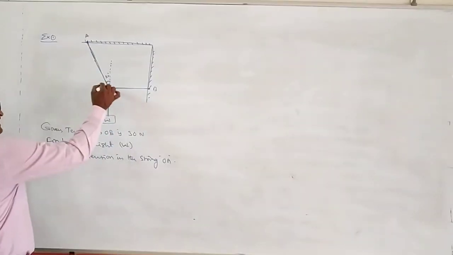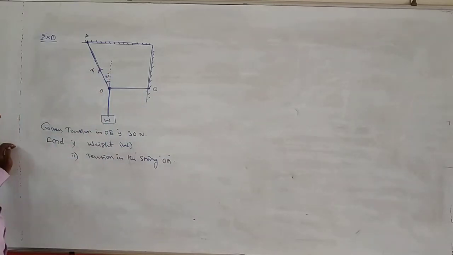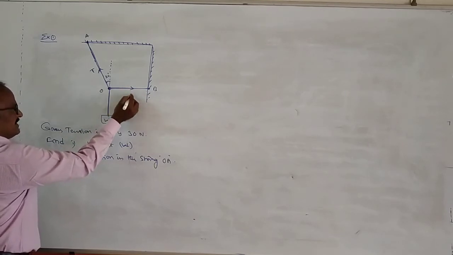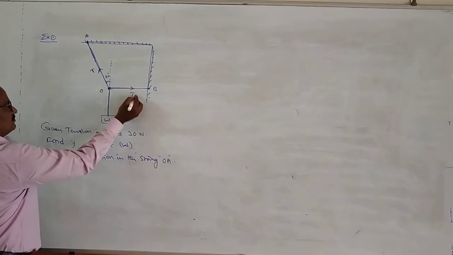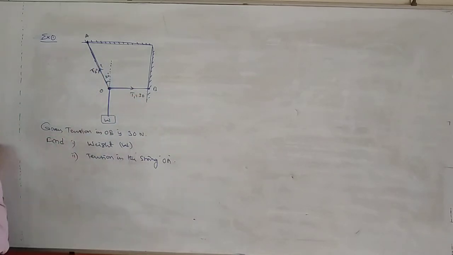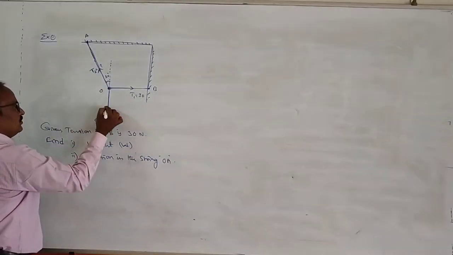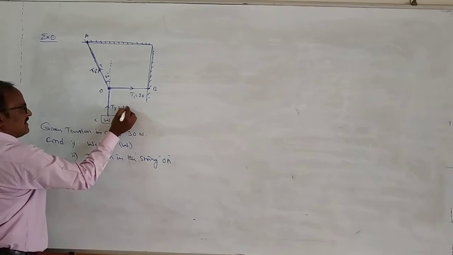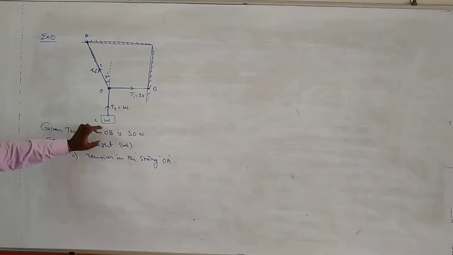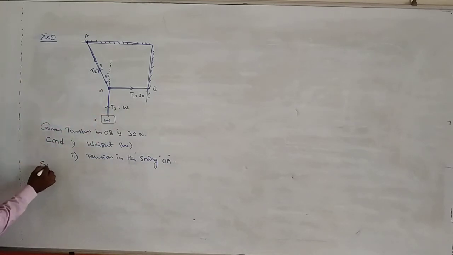Let the tension in OA be T2. Remember this point. And the tension in OB is T1, and T1 is given as 30 newtons. This is T2, an unknown value. The tension in OC is T3, and T3 should be equal to W, to keep the particle in equilibrium. Weight should be calculated from the tension in the lowest string.